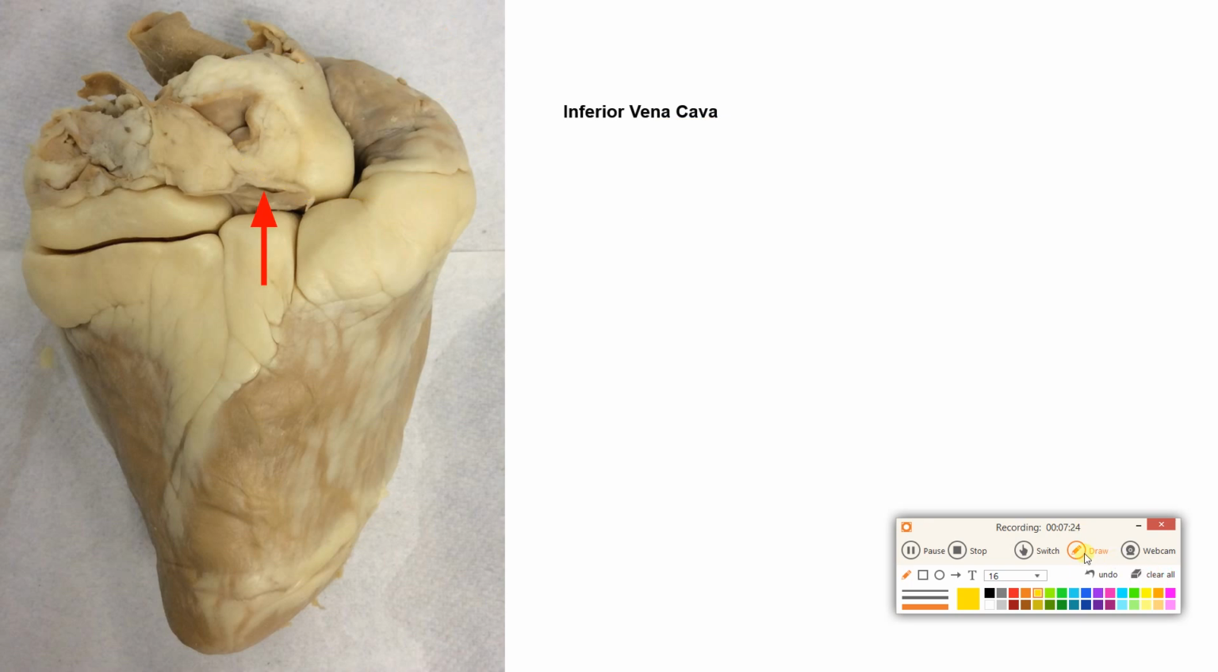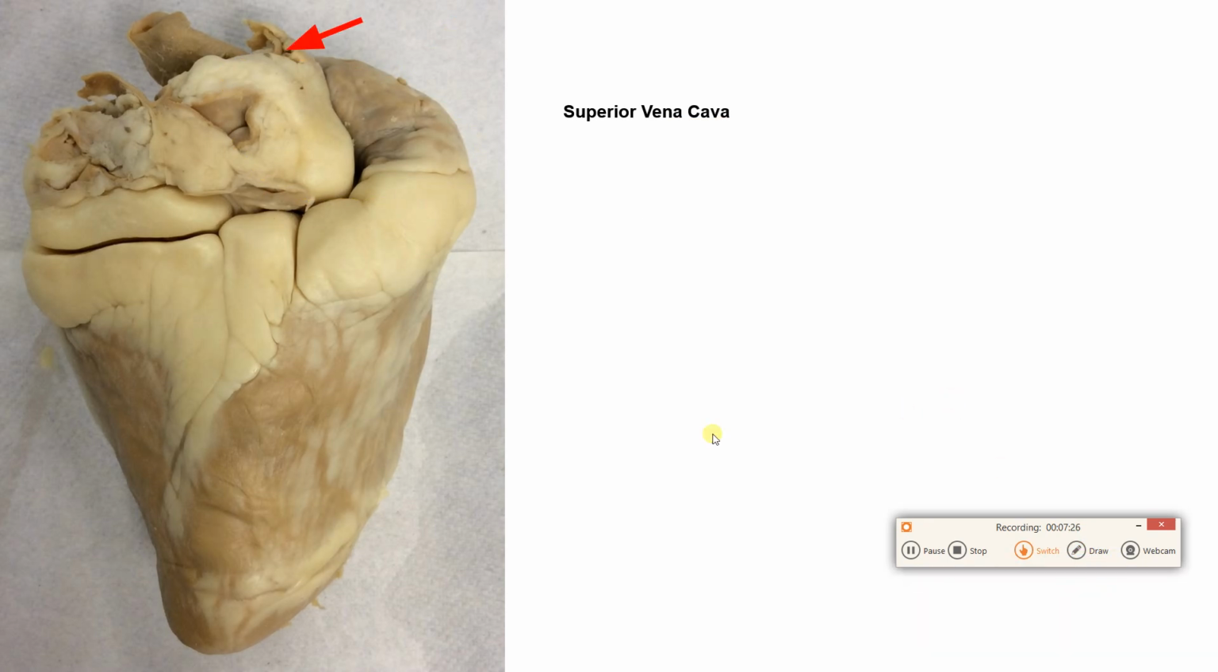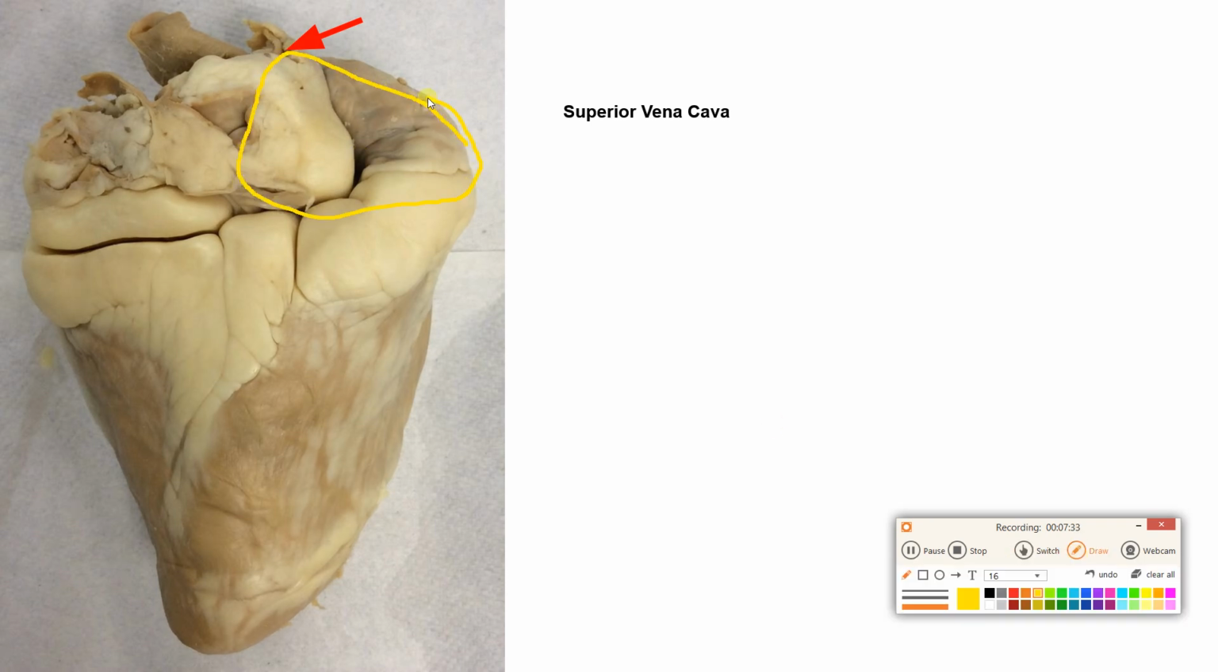Of course, it takes blood back to the right atrium. There's my superior vena cava. So again, remember I found that right auricle. I got my right atrium and a hole at the top of the right atrium. That is the superior vena cava.